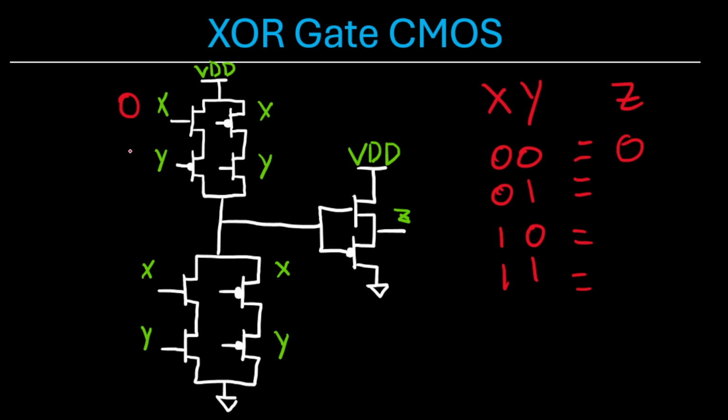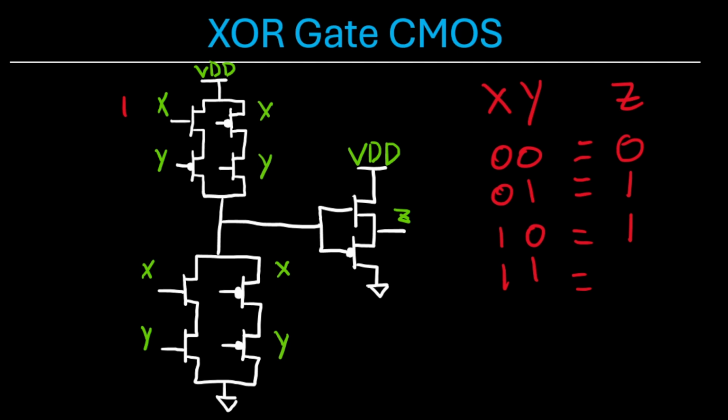Now, if we input 0, 1, this NMOS is off, this PMOS is off, this PMOS is on, and this NMOS is also on. So VDD gets connected to the two gates of these transistors, which turns this NMOS on, connecting VDD to our output Z, giving us a 1 for our output. Now, on the flip side, if we input 1, 0, this NMOS is on, this PMOS is on. That connects VDD to the two gates of these transistors, turning this NMOS on, which connects VDD to our output Z, giving us an output of 1.